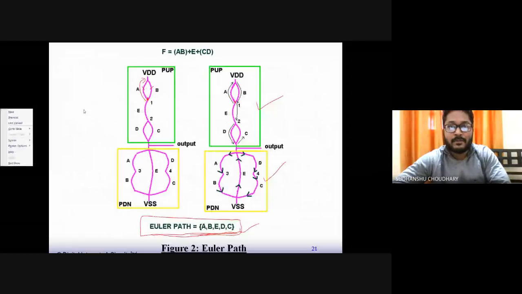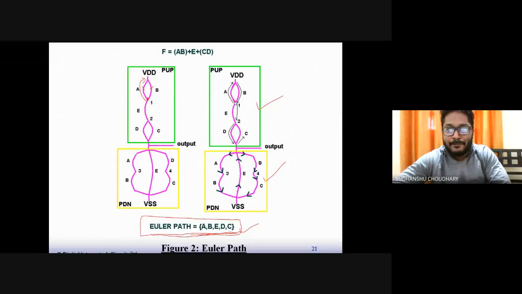Yeah, so if I start from node number 1, then A, then B, then E, then D, then C. Another path could be: I start from 1, then go to B, then A, then E, then maybe C and D. So this could also be one path.